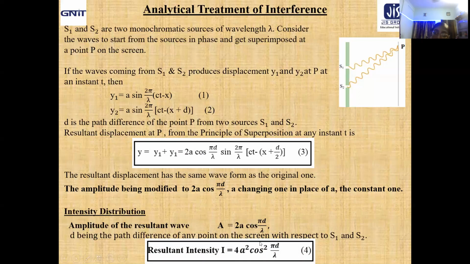Obviously, it is a trigonometric function in cos square whose maximum value can be 1. So, in that case, you can expect I maximum as 4a square, and its minimum value is 0. So, you will expect I minimum to be 0. That means in our next class, we will consider in detail where and how to get I max and I min, depending upon the factor that makes this term give maximum and minimum in either case.